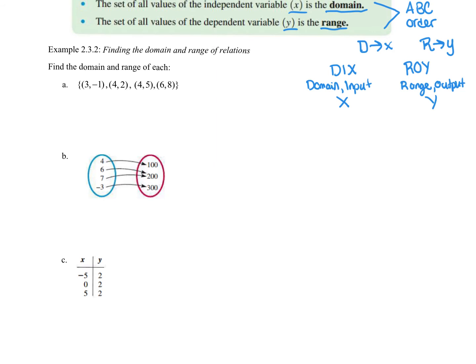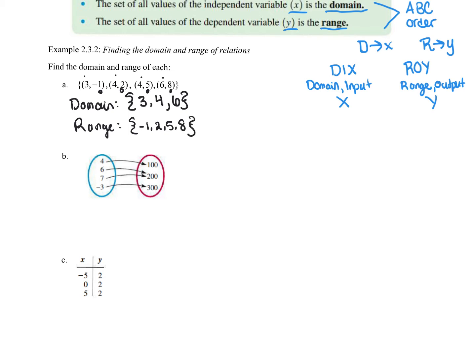So a good rule of thumb when you're writing domain and range is that you put things in numerical order and they don't have to repeat. So domain is my x's. So my domain would be 3, 4, 4, 6. I repeated the word 4, so I don't have to write it twice. 3, 4, 6. Range is the y's. So -1, 2, 5, 8.